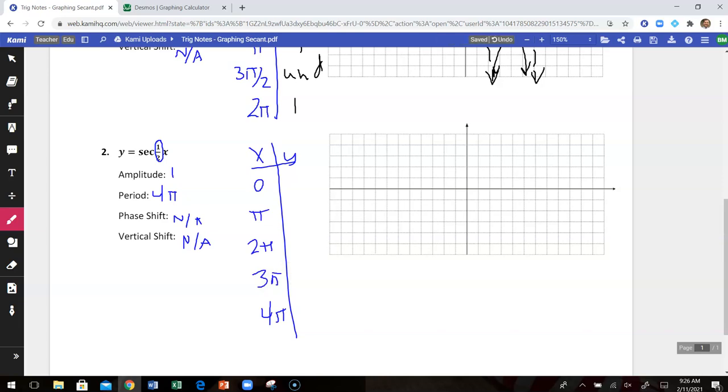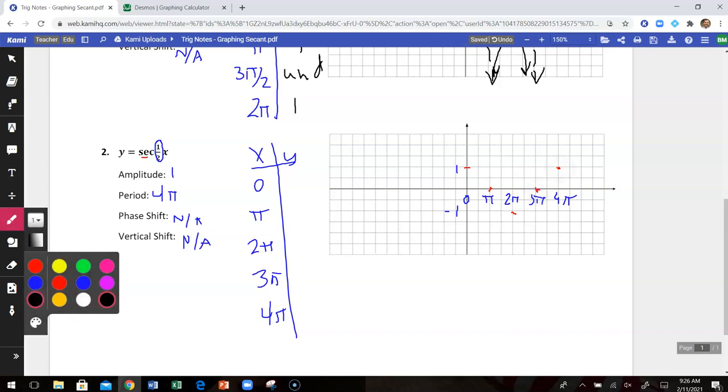Again, there's no amplitude change here, so it's essentially the same thing that we just did, except our x-coordinate values are a little bit different. So 0, pi, 2 pi, 3 pi, and 4 pi. And then again, I'll do 1 and -1. Every single time, I will pretend like that's cosine and make those points. So there's one there, there, and there.